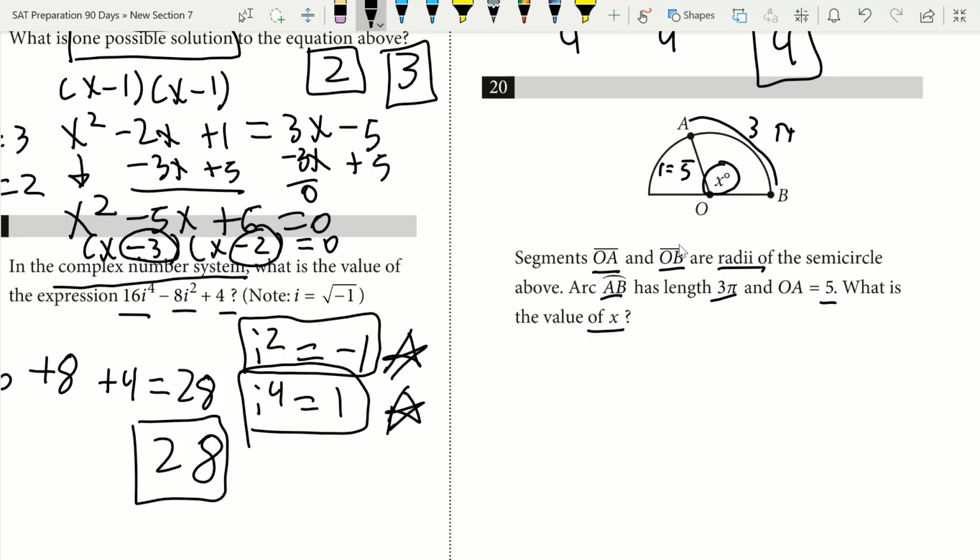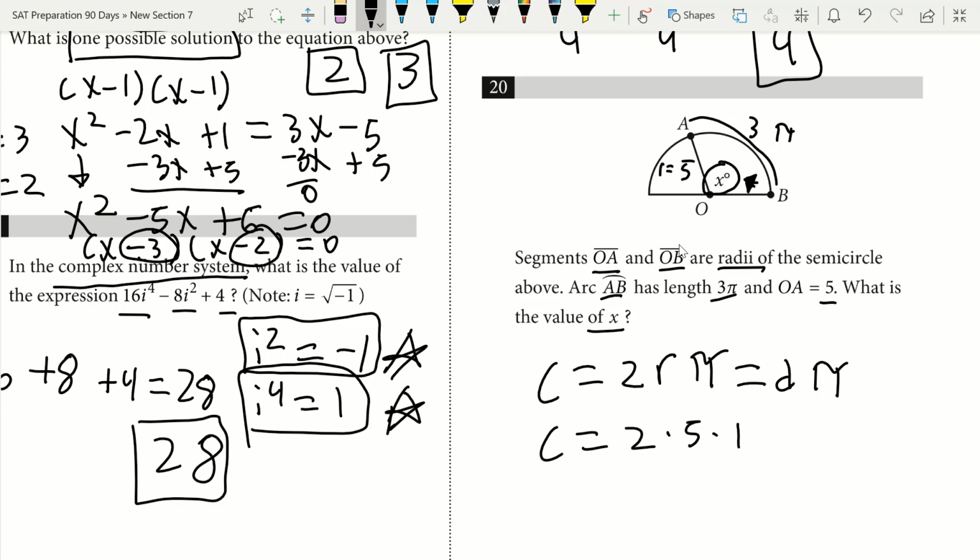Okay, one thing I want to note is that this x here is in degrees. Okay, so our answer has to be in degrees. It can't be in radians. It has to be in degrees. All right, well, if I want to solve for my degrees here, I see my radius is 5, and I know my circumference, which I'm going to call c, is equal to 2 times my radius times pi, which is also equal to my diameter times pi. It can be written either way. But we have our radius, we don't have our diameter, so we know our circumference is going to equal 2 times our radius 5 times pi, which means our circumference is going to be 10 pi.